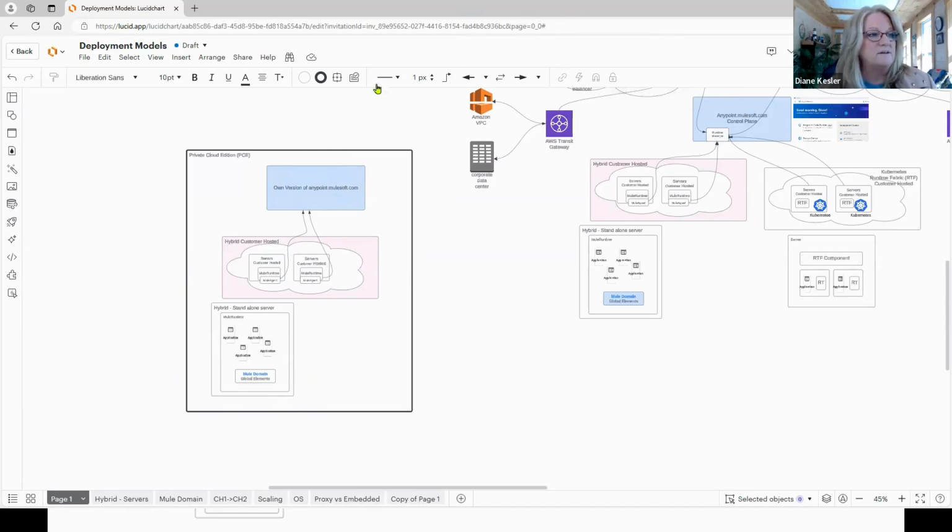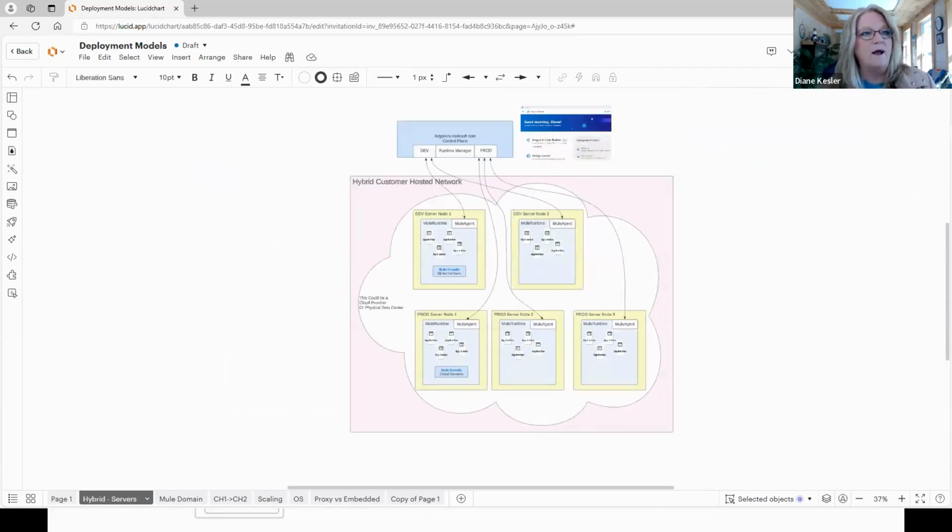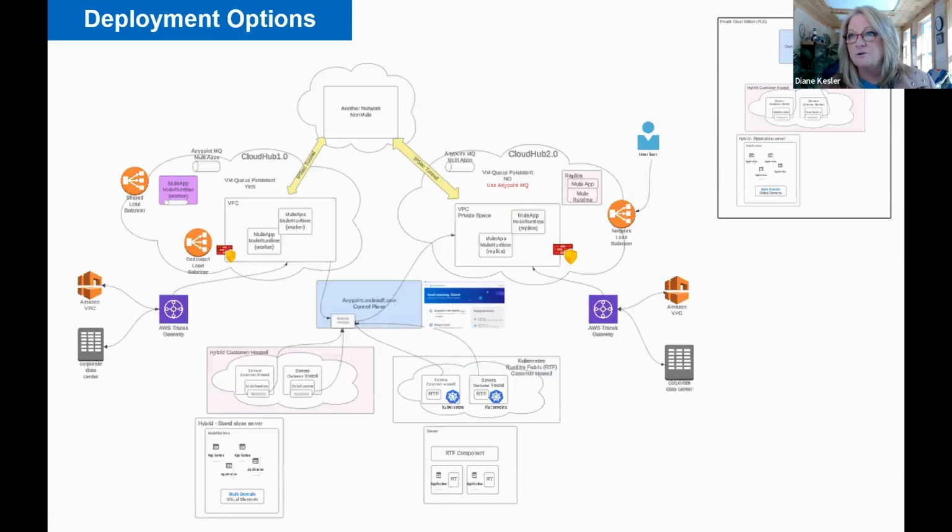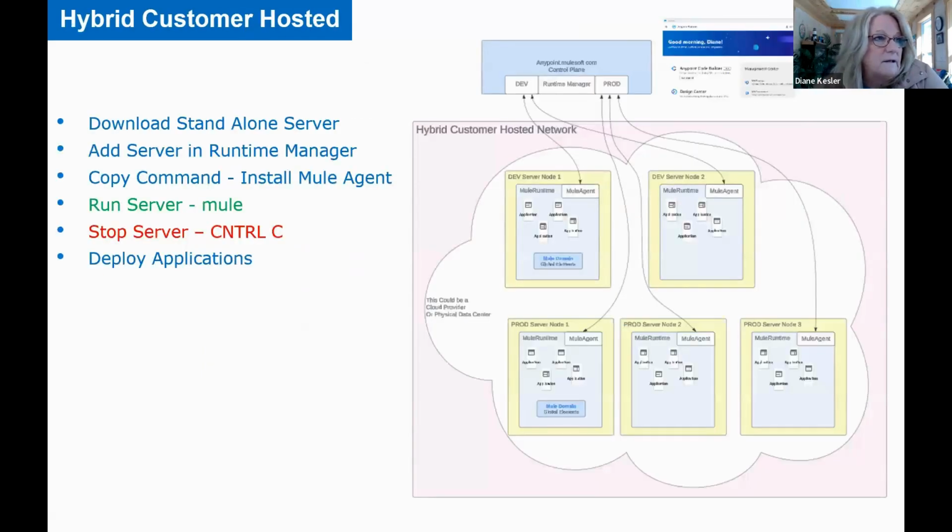I've also created some additional things here too for the hybrid servers. So we're going to talk a little more about this and the Mule domain. So I added additional pages to that Lucid share there. Okay. So when it comes to customer hosted specifically, we download that standalone server. So that's where we're going to start today. We'll download the server like we did in class. And then we added the server to Runtime Manager.